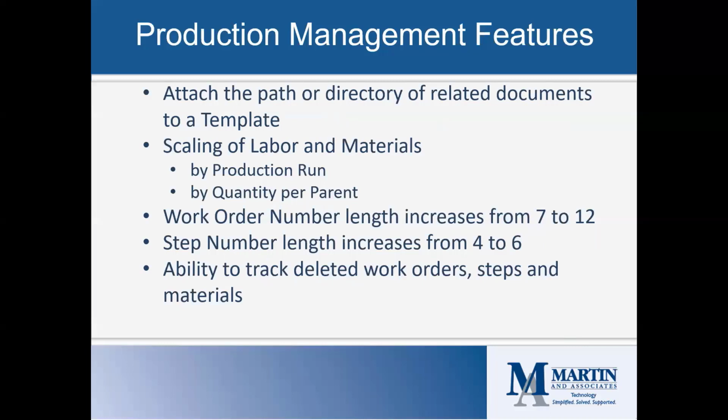Some of the other differences between work order: for instance, the work order number in the old work order module was a length of 7. The work ticket number, or what's the work order number inside of production management, goes to 12. So you have more availability to create numbering at that point. Your step numbers go from 4 in the work order module to 6 in production management.